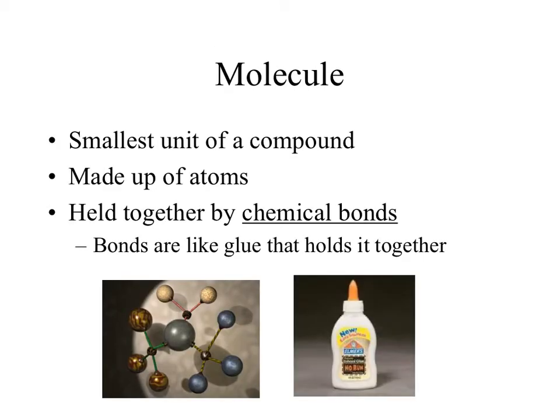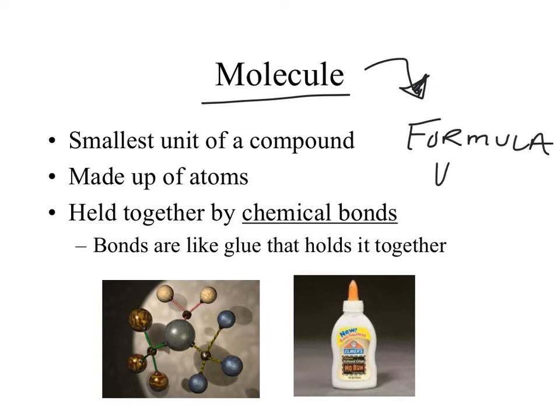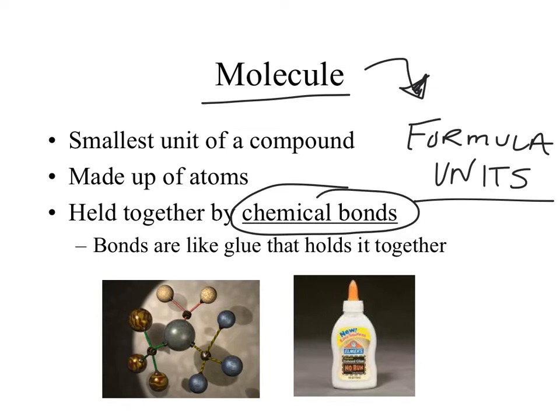Now, if you want to talk about the smallest unit for a compound, you can often call that a molecule. We'll learn later there's 2 types of compounds. There's molecular compounds and then something called formula units. Formula units will be for our ionic compounds, but again, we will get deeper into that when we talk about bonding. Either way, compounds are held together because of chemical bonds. And the bonds, what you can think of, is like the glue that lets them stick together.